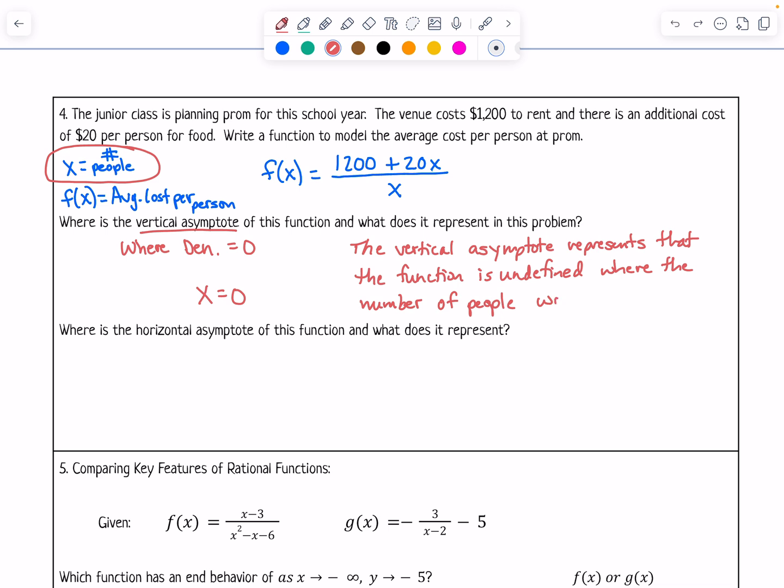So it's never going to equal 0, like I say, or you don't really have a prom at all. So that is what it's approaching if we're looking at the vertical asymptote. And let me finish it with just all words.